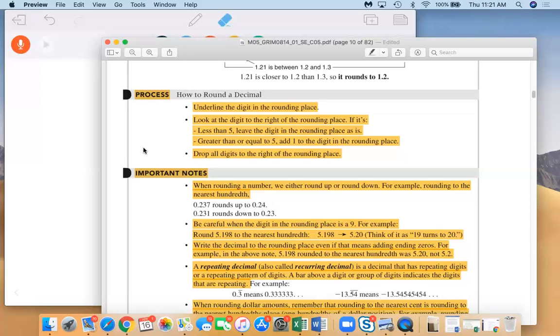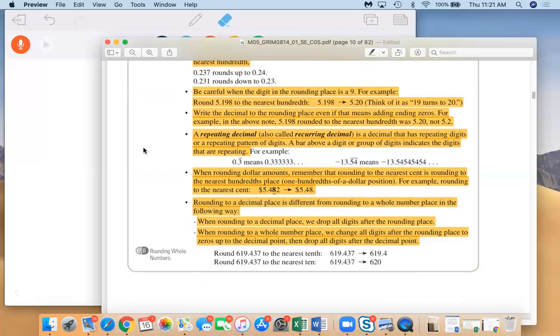When rounding a number, we either round up or round down. We already talked about that. Be careful when the digit in the rounding place is a 9. That's one thing I really do want to point out because that is kind of tricky. So here we have an example, round 5.198 to the nearest hundredth. If you look at this hundredths place, that 8 rounds up that 9 to a 10. That means you bump it up again to this 2 here. So 5.198 actually rounds to 5.20.